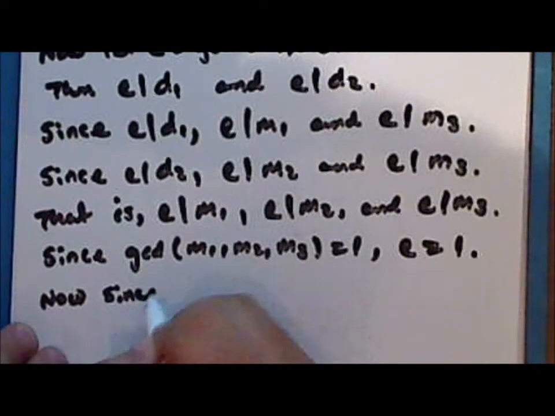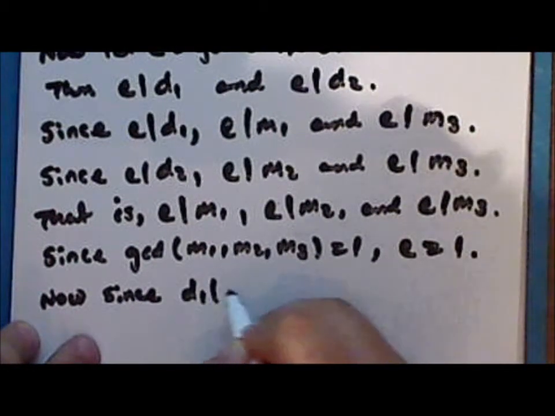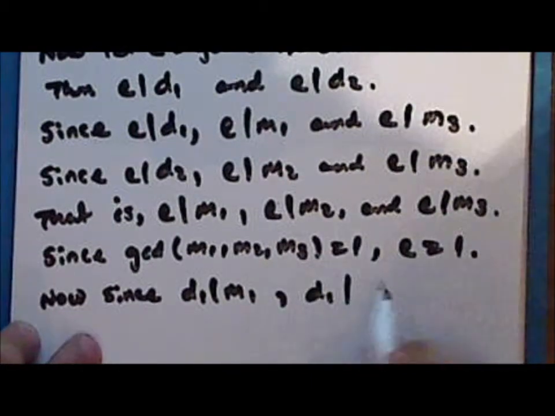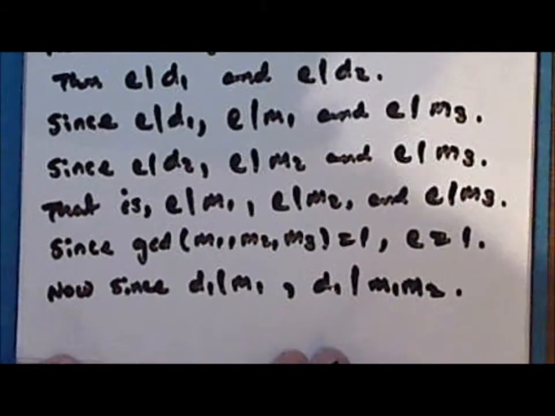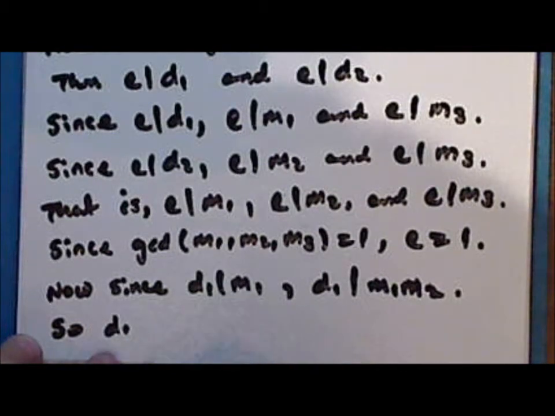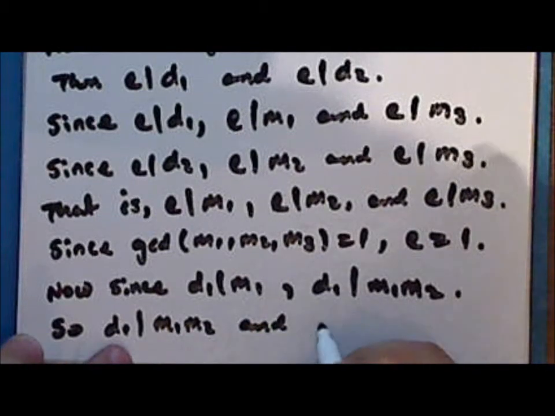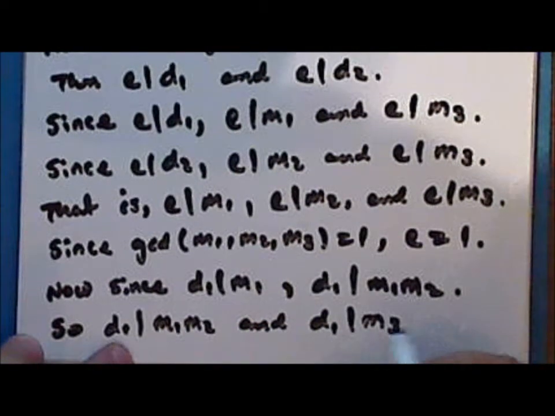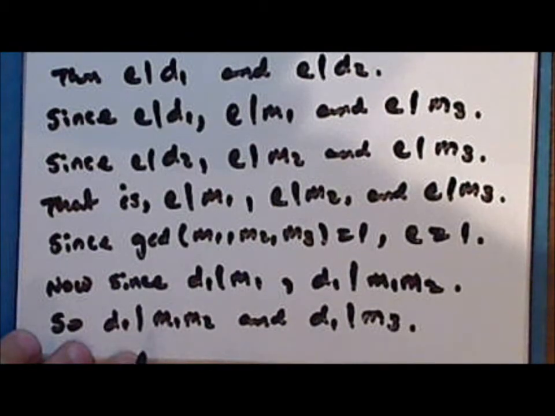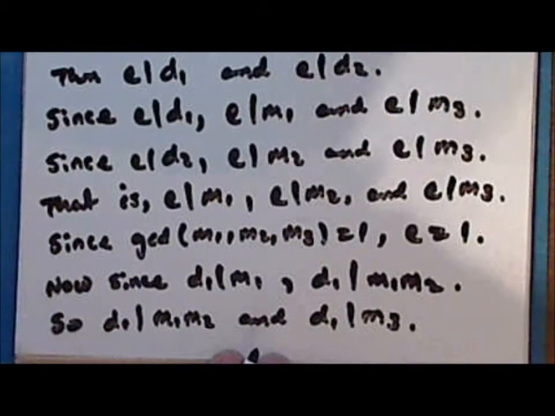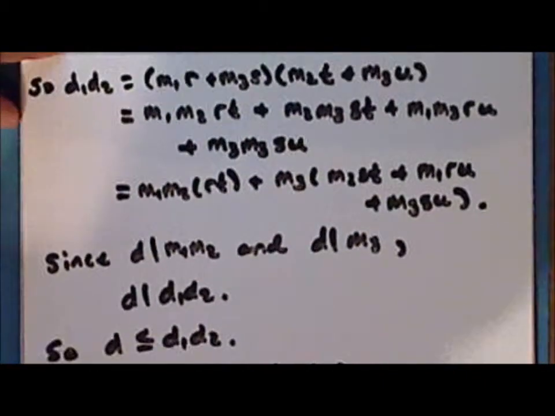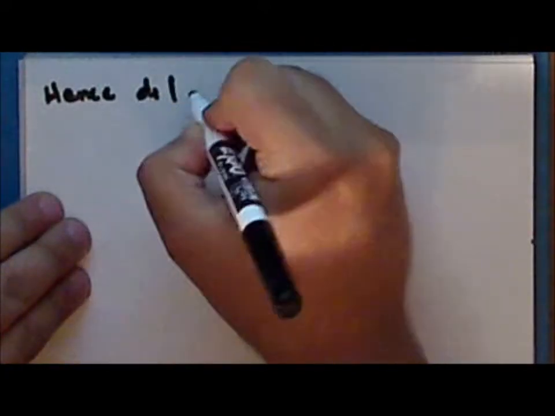Now, since d sub 1 divides m sub 1, d sub 1 divides the product m sub 1 times m sub 2. So d sub 1 divides the product m sub 1 times m sub 2, and d sub 1 divides m sub 3. And so d sub 1 divides any linear combination of these two integers. And in particular, d sub 1 divides d.